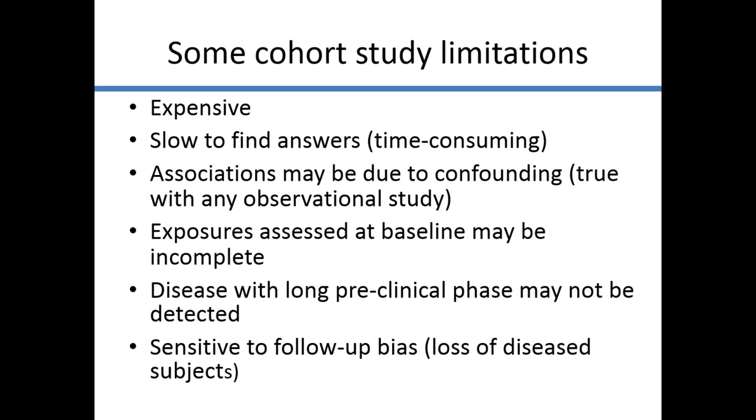Diseases with long preclinical phase may not be detected. In other words, people may already have the disease, but we think they don't have the disease. So people who shouldn't be in the cohort study are in the cohort study. And sometimes you deal with that by excluding any cases that occur within the first year, for example, because it suggests they really did have a preclinical stage of disease. Sensitive to follow-up bias.